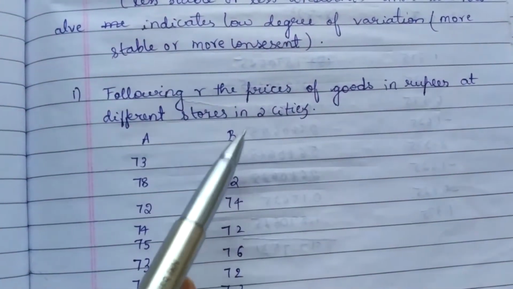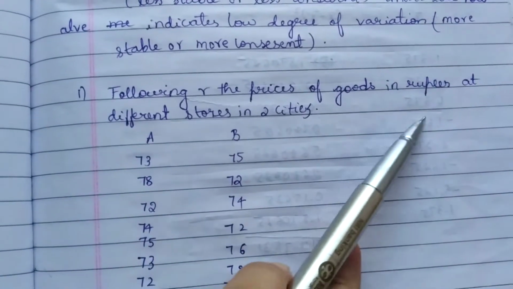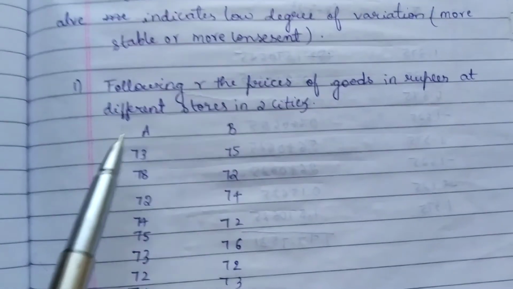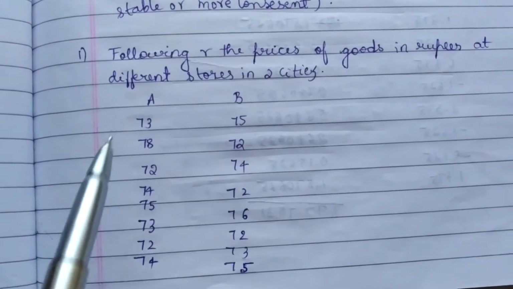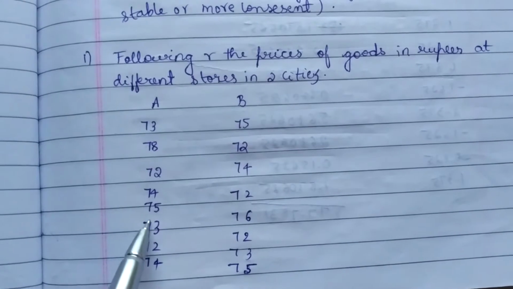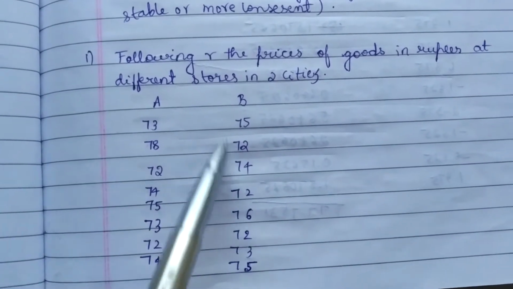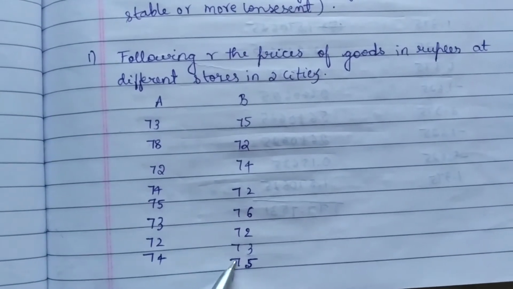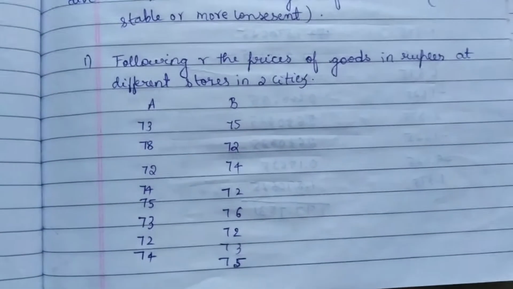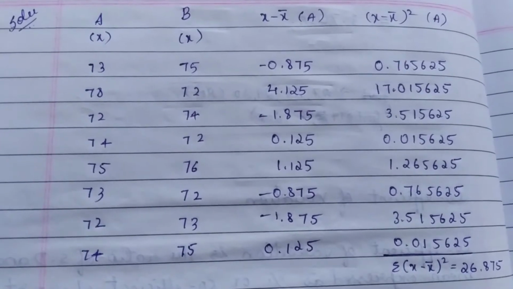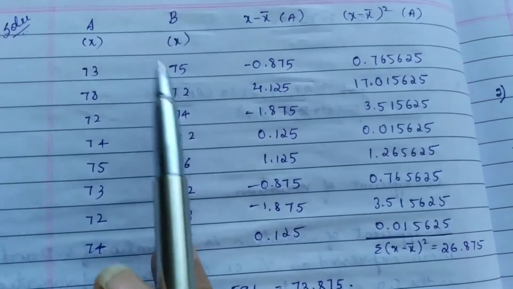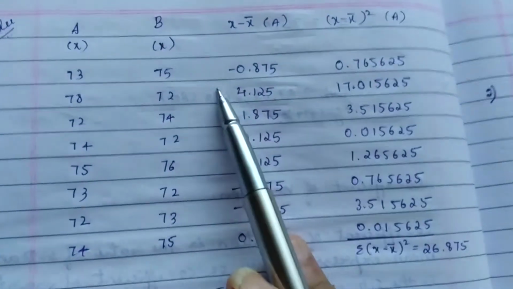Following are the prices of goods in rupees at different stores in two cities, city A and city B. These are the values: 73, 78, 72, 74, 75, 73, 72, 74, 75, 72, 74, 72, 76, 72, 73 and 75. Okay, we'll move on to the calculation of the solution. So A and B are given with the x variables.